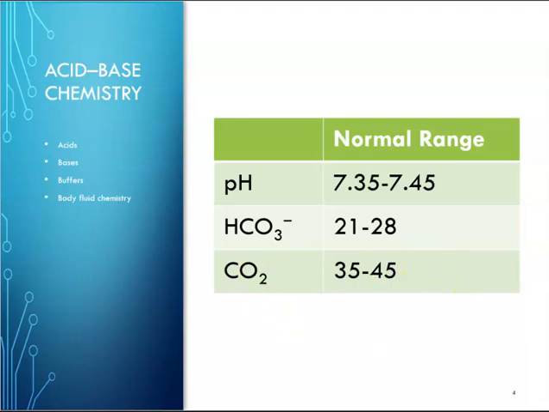With carbon dioxide, the relationship is that if one increases, so does the other. So if our CO2 begins to rise, we become acidotic. The range here is pretty generalized. We may see some minor differences depending on what facility you're at, more so with the bicarb than with the CO2. So again, bicarb is going to be 21 to 28. The CO2 is 35 to 45. And you can see here the CO2 range, the numbers really correspond with what's going on with the pH. So I think that one is a little bit easier to remember since the numbers are very similar.